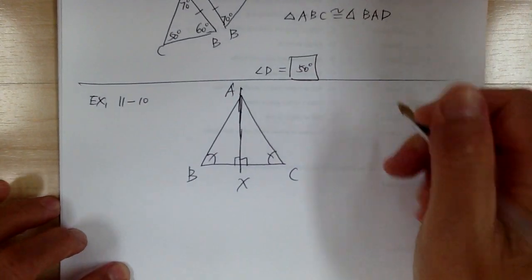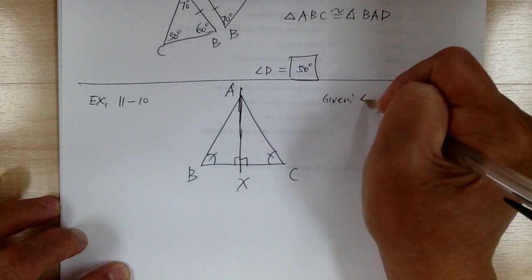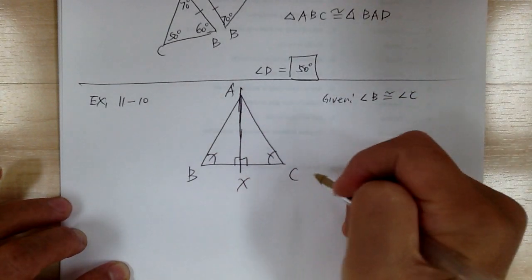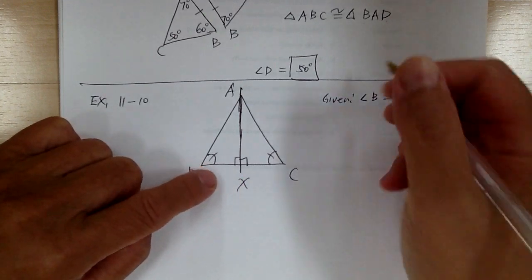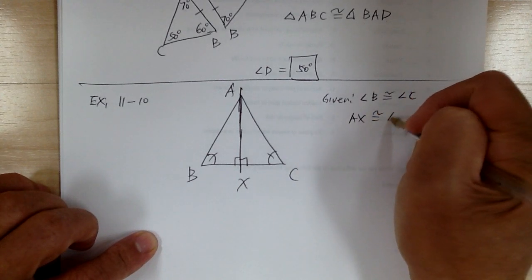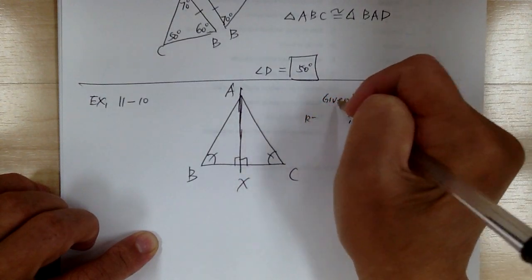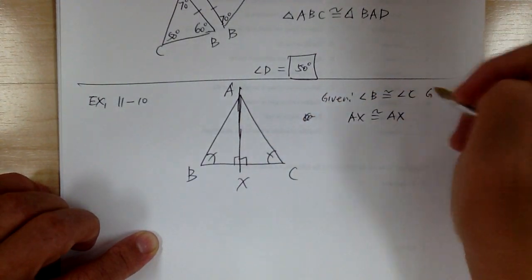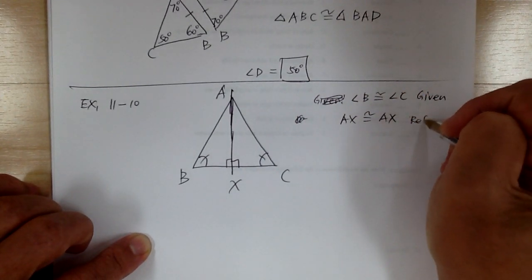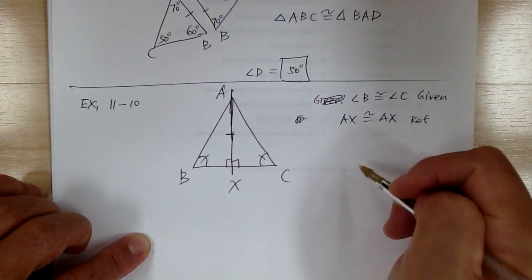Remember a little bit from your geometry proofs. The given is that angle B is congruent to angle C. You draw AX and it's perpendicular. So you can see that AX is congruent to AX, and this is reflexive. Normally you put a reason in the back. So this is the given, and this is reflexive, because they're equal to each other. So you put a mark over here.